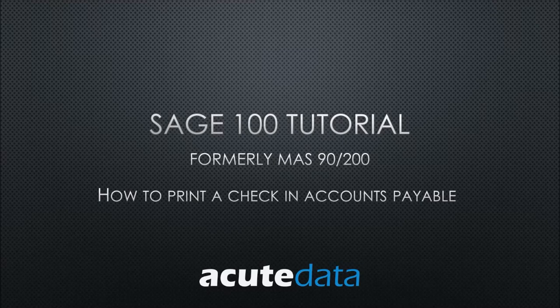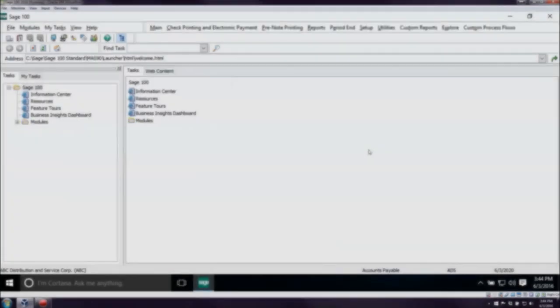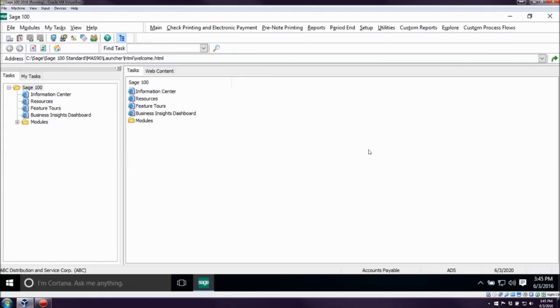In this tutorial, I'm going to teach you how to print a check in accounts payable for Sage 100, formerly known as Mass 90. A few steps we'll be covering is using the invoice payment selection task, printing a check in accounts payable, and reviewing payments in vendor maintenance. I will be using the Sage 100 standard 2016 version. If you're using an older version of Sage, it might look a little different, but the steps will remain the same.